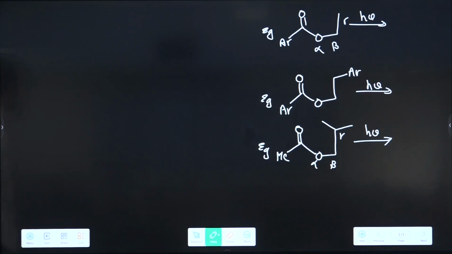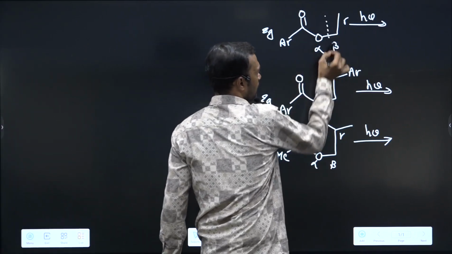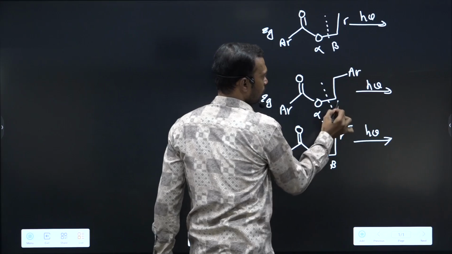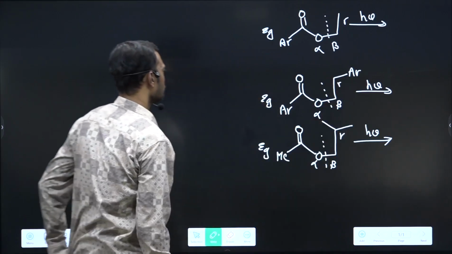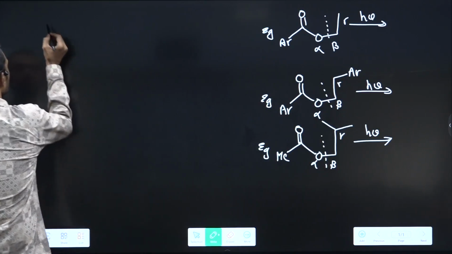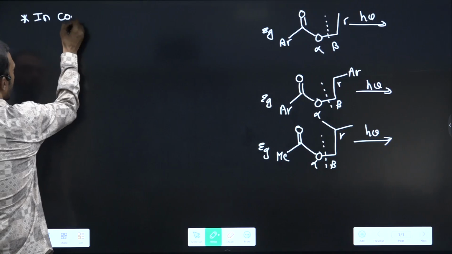Break at alpha beta, put double bond between beta and gamma. So break here, every time break here, alpha, beta, gamma. Right.